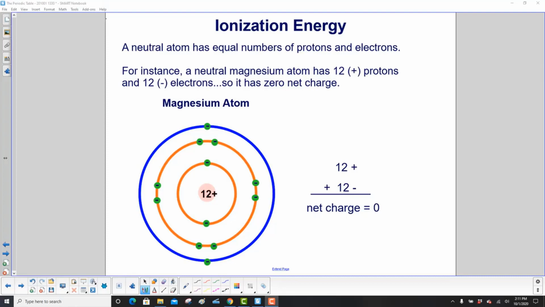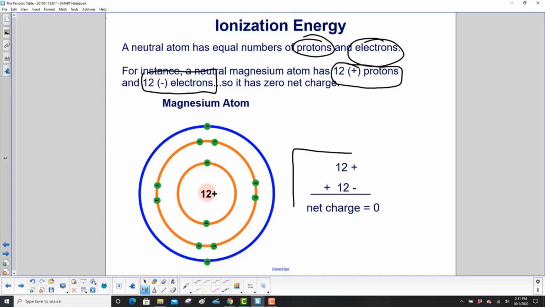Now let's get into ionization energy. A neutral atom has an equal number of protons and electrons. For example, a neutral magnesium atom has 12 protons, each with a positive charge, and 12 electrons, each with a negative charge. So it has a net zero charge. Your 12 plus and your 12 minus, and you get a net charge of 0.